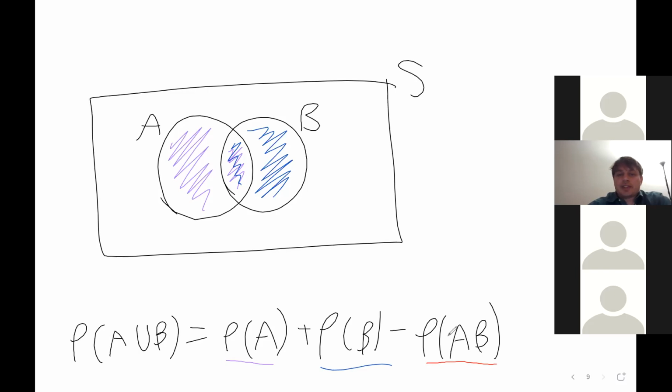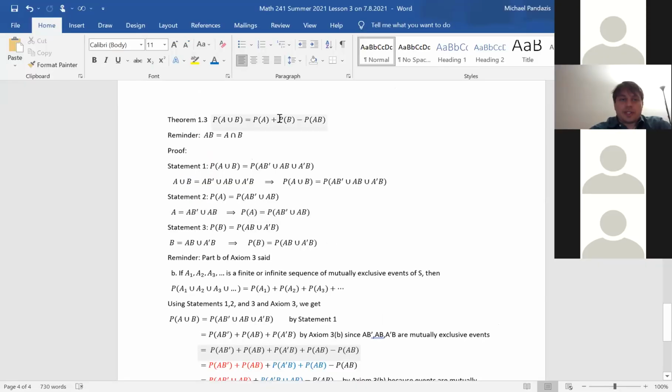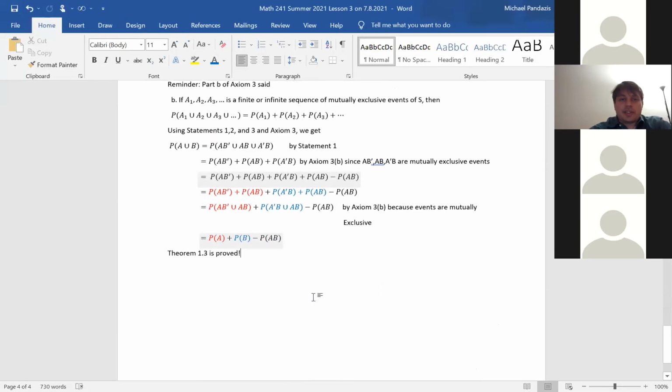Make sense? The subtraction here is to get rid of the overcounting, how we considered this region twice, because there was an overlap here. So that's how you can visualize this equation. That's the proof and how you visualize the conclusion.